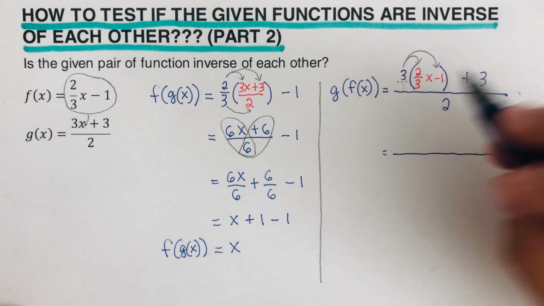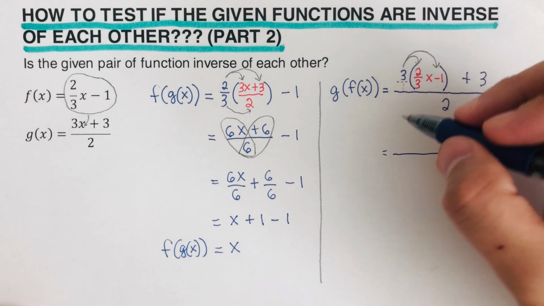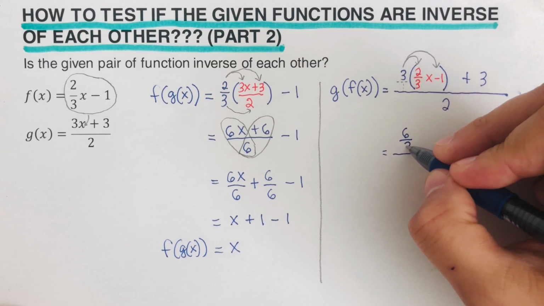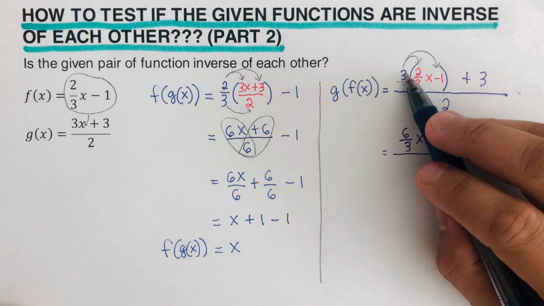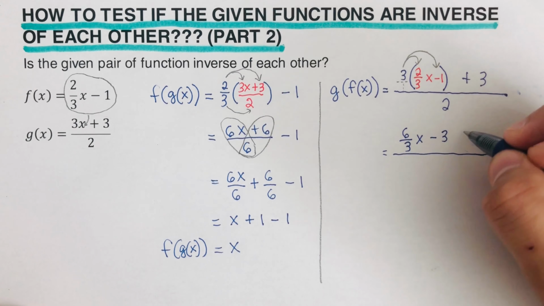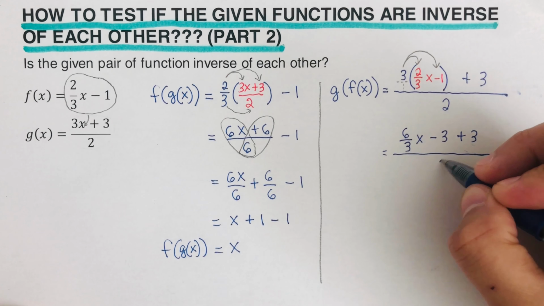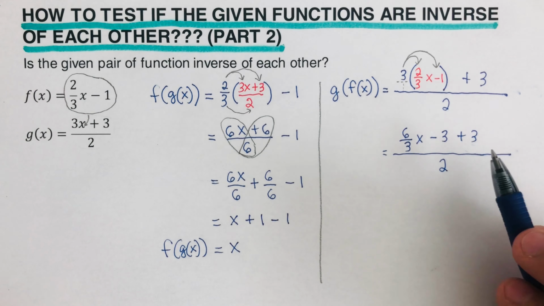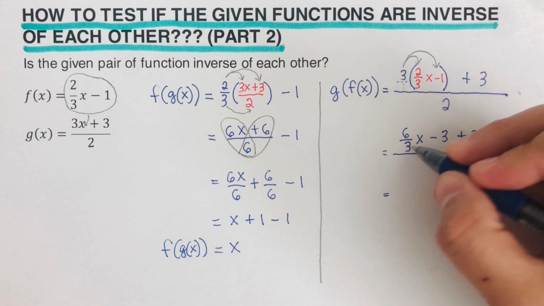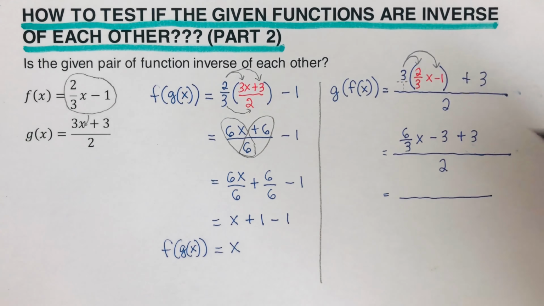So first we are going to multiply 3 times 2 is 6 over 1 times 3 is 3, and there's an x there. And then 3 times negative 1 is negative 3, and then we have a plus 3. And that's over 2. So then we can still simplify this. So this would come out 6 divided by 3 is, so I'm just going to write that down here.